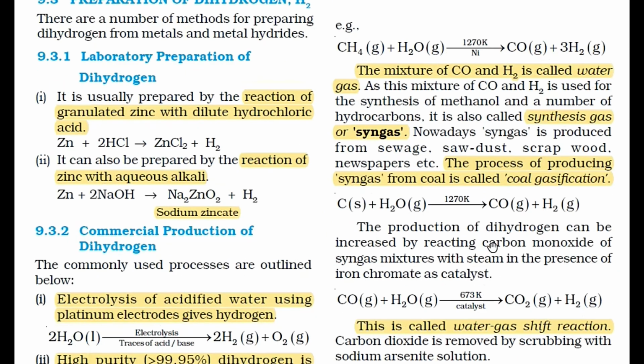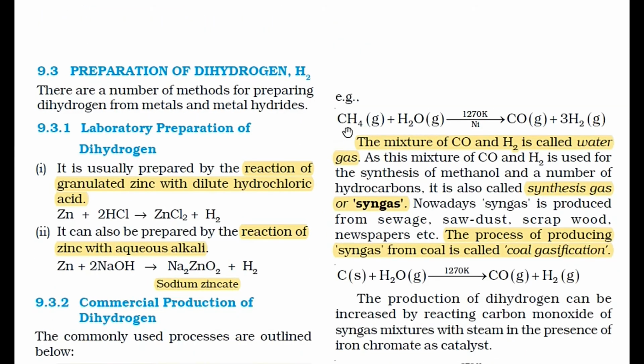Next, reaction of steam on hydrocarbons or coke at high temperature in the presence of a catalyst yields hydrogen. Steam on hydrocarbons or coke, like methane plus H2O, or for that matter any other hydrocarbon with water at a high temperature of 1270 Kelvin in the presence of nickel as catalyst, carbon oxidizes to carbon monoxide and water reduces to H2 gas.